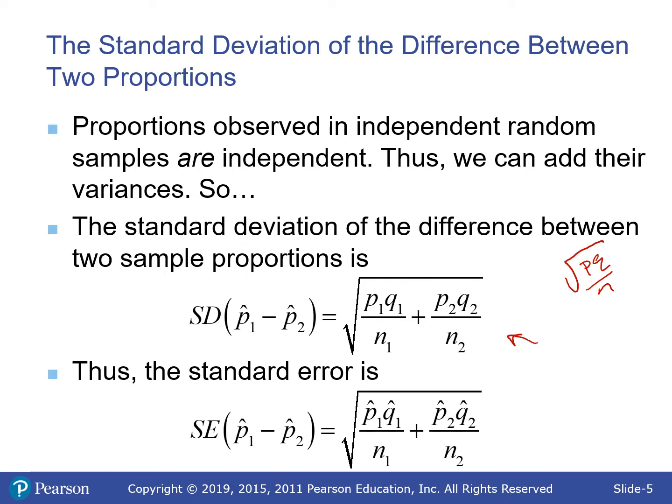So remember that P is the probability of success. Q is the probability of failure, which would be 1 minus P.